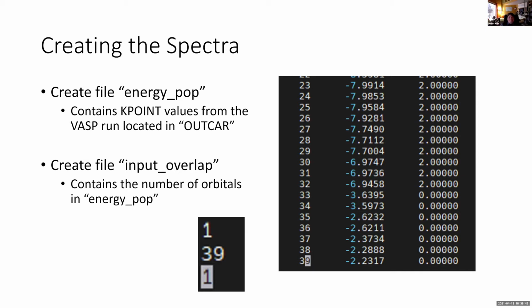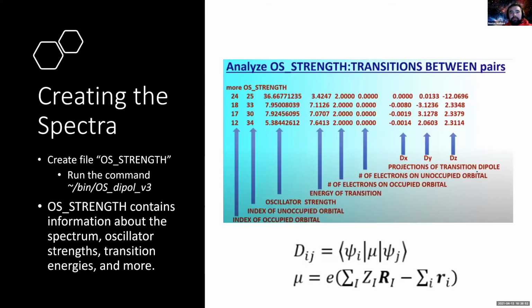So yeah, and then that last value, you're going to leave that as a 1, just because that's how the code was written. It's kind of just a dummy value there. And then after you do that, you're going to want to create the spectra. You're going to create a file called OS strength. In order to do that, you're going to have to run the command given down there, which is going to use those two files we just created, the energy pop and the input overlap.